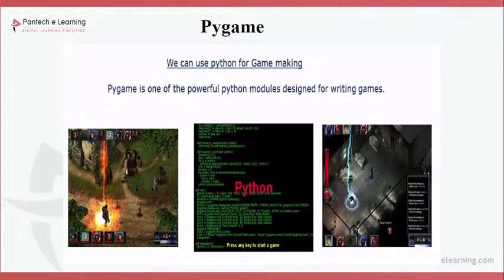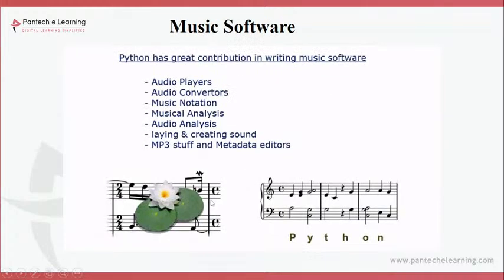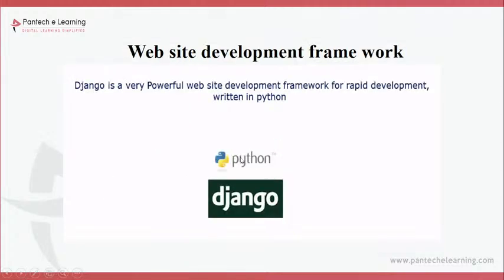Pygame means we are using Python for games. MayaPython we are using for animation and movie creation. Music software also uses Python, like audio players, audio converters, music notation, musical analysis, audio analysis, playing and creating sound, MP3 stuff and metadata editors. These are the music software where we are using Python.